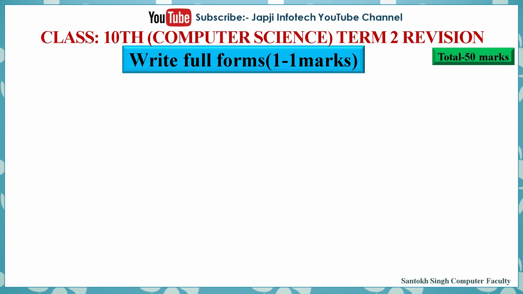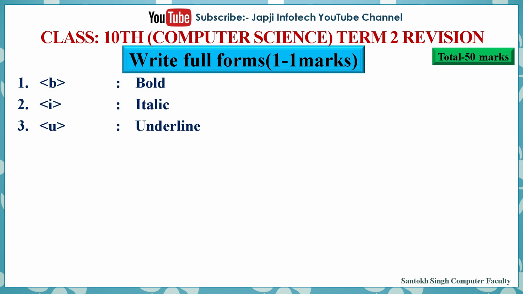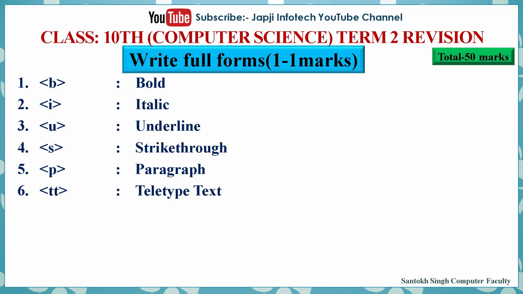So each full form carrying 1 marks each. So the first one is B. B tag stands for bold. I tag stands for italic. Third one is U. U tag stands for underline. Fourth one is S tag. S tag stands for strike through. Fifth one is P. P tag stands for paragraph. Sixth one is TT tag. TT tag stands for teletype text.